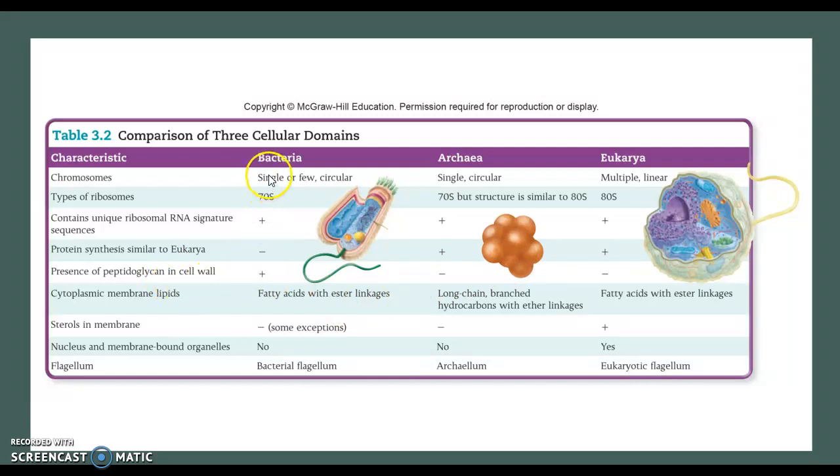Peptidoglycan can be found in the cell wall of bacteria, but not archaea or eukarya. Fatty acids are found within the cell membrane of bacteria as well as eukarya. However, archaea have long chain branched hydrocarbons in their cell membrane, not fatty acids. Sterols are found in the membrane, only in eukarya. Nucleus and membrane-bound organelles, also only in eukarya.